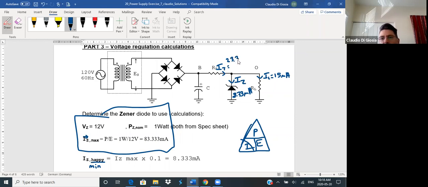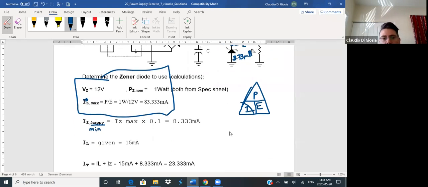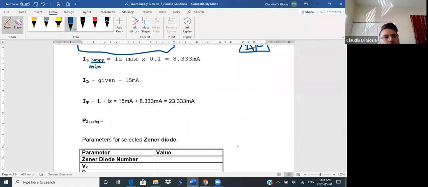23.33. Remember, that's a minimum value that we need. Anything less than that, IZ is not going to get the min. And if IZ doesn't get the min, it can't maintain the 12 volts across its load. PZ safe. So what is P?